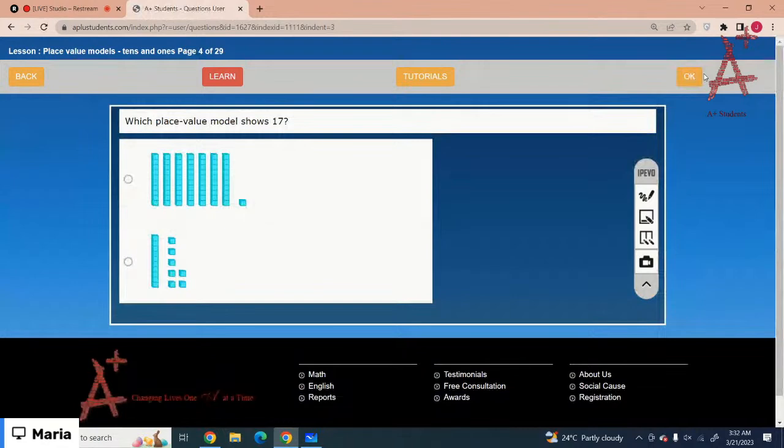Okay, the next one is which place model shows 17? So which one shows 17? Option 1 or option 2, which is the correct option? Which one makes 17? Yes, the second one makes 17. Got it? The one complete line makes 10 and then you have 7 small, so it makes 17. So the second one is the correct option.